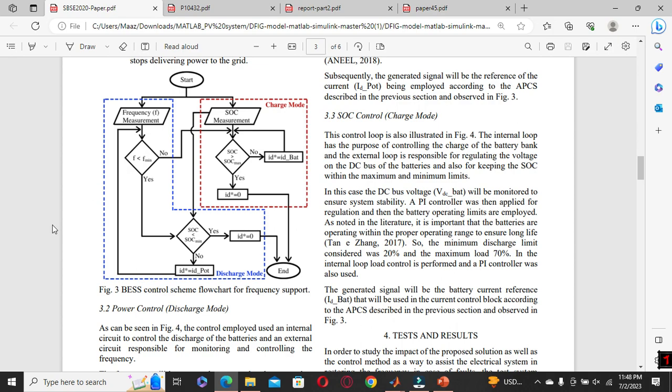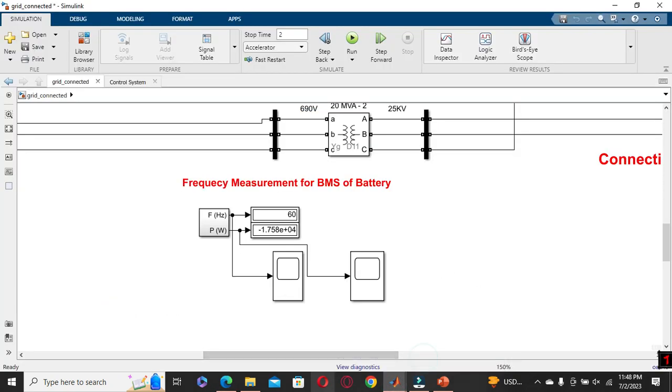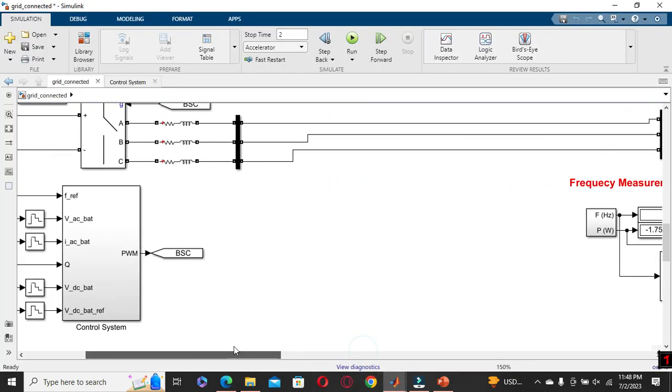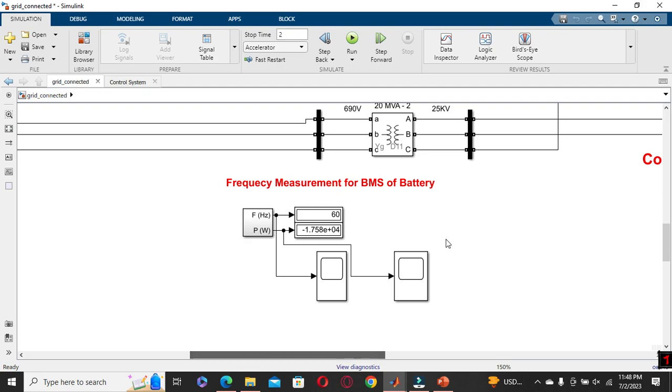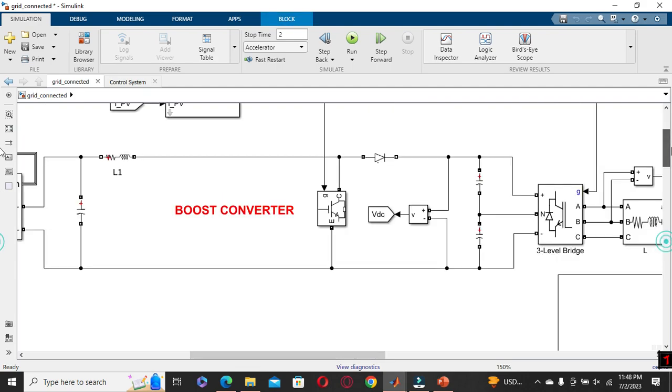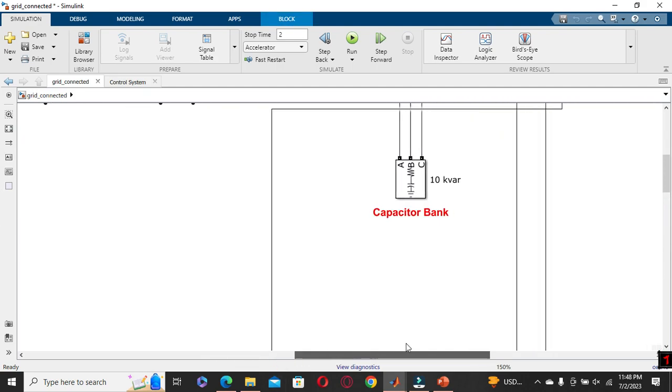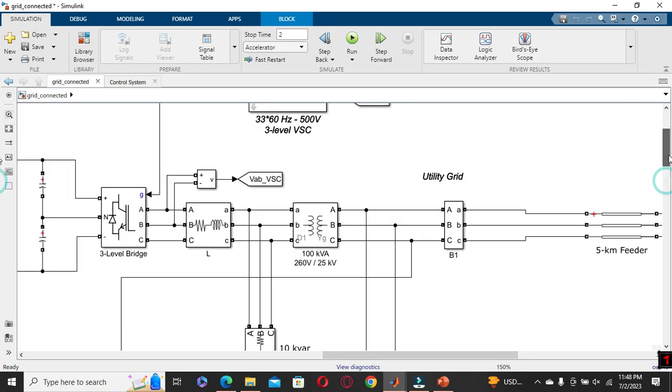So the battery will detect the change in frequency in the system, it will start discharging. It will try to deliver power to the load. It will start converting DC power into AC power and start delivering to the 20 kV bus. And this is connected to the load here.